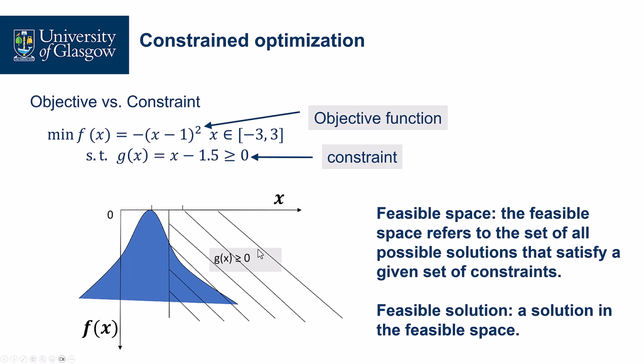So here is g(x) larger than or equal to 0, right? In the feasible space, the solutions we call feasible solutions, right? So feasible solutions. Now we understand the constraint optimization.